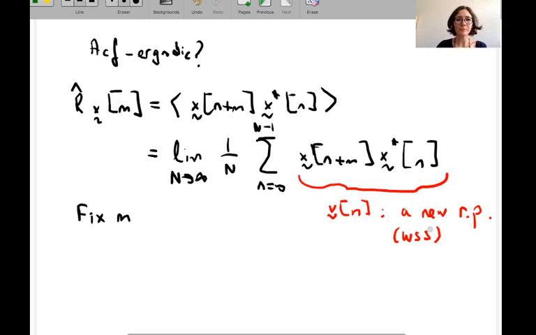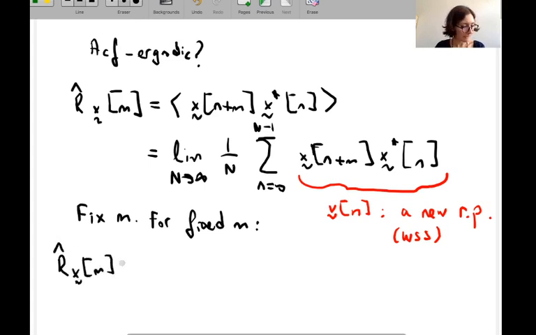Now let's see. For fixed m, so I'm insisting on this, let's see what this expression gives us. We're looking at the time average estimate. I will rewrite this sum in terms of our new random process. So what we have is an infinite sum, with N going to infinity.